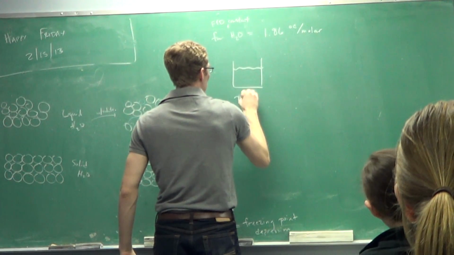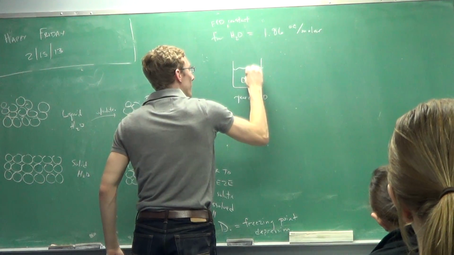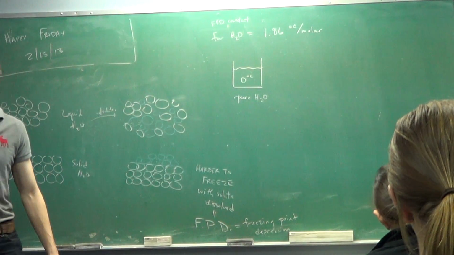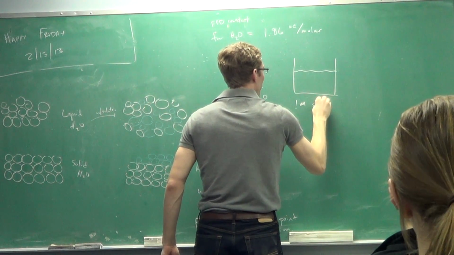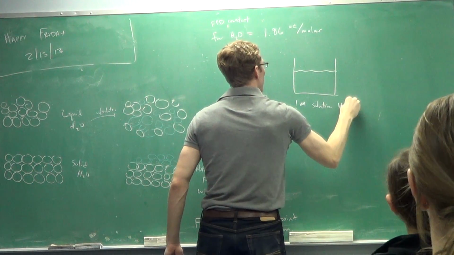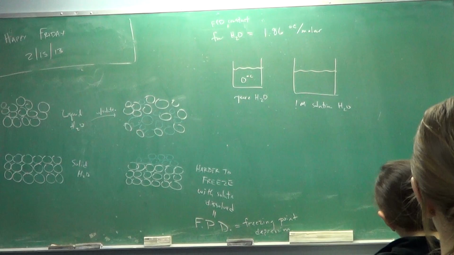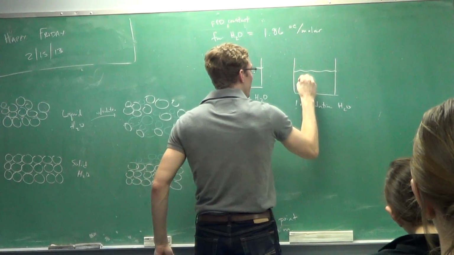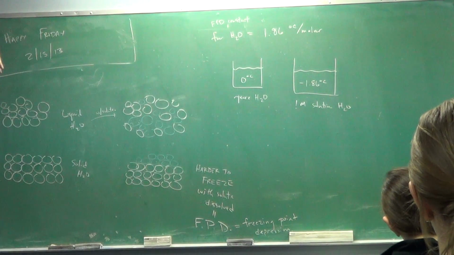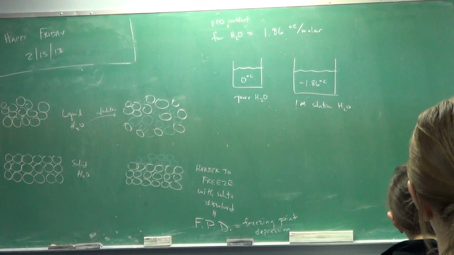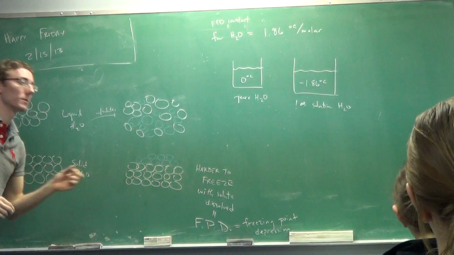So, for example, pure water has a freezing point of 0 degrees Celsius. Here is a 1 molar solution of water. That means I have 1 mole of something dissolved for every liter. 1 mole per liter. This guy is going to have a freezing point of negative 1.86 degrees Celsius. Why? Every molar depresses the freezing point 1.86 degrees Celsius. Every bit of solute you dissolve makes it that much harder for the water to align itself.